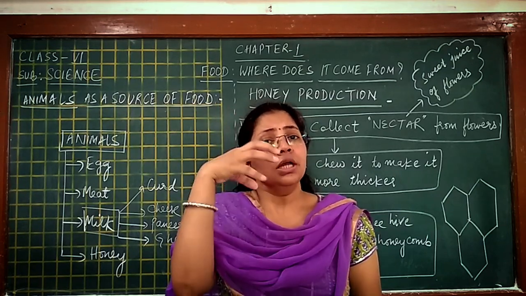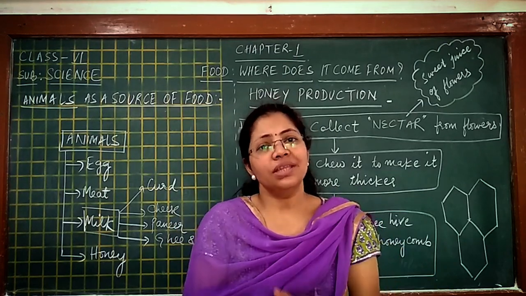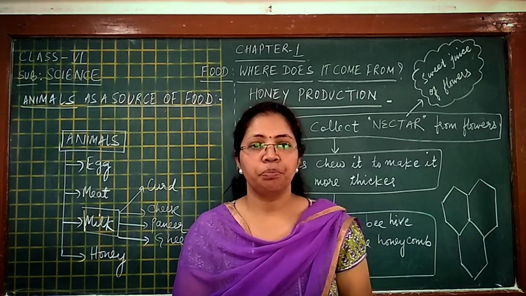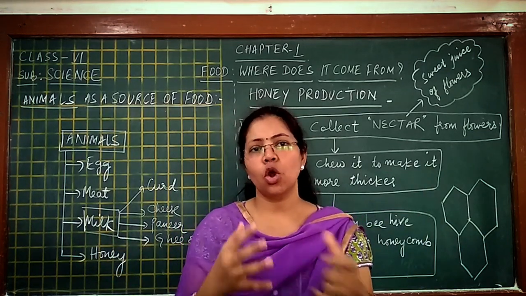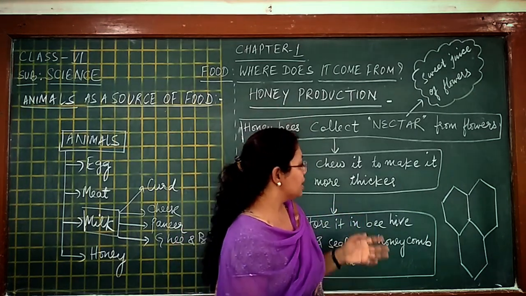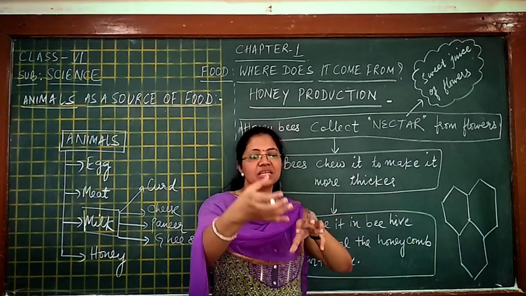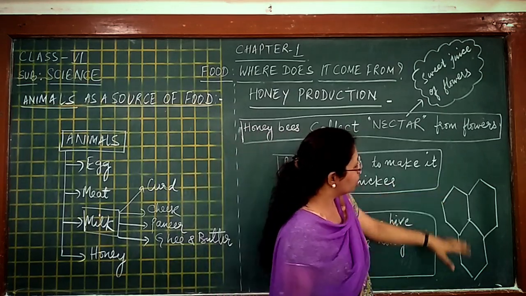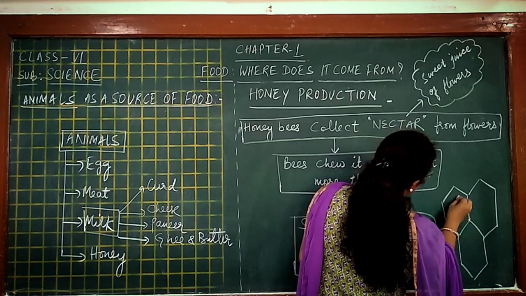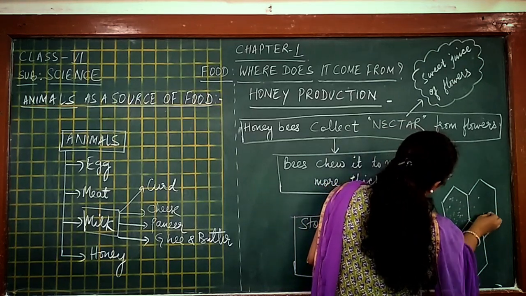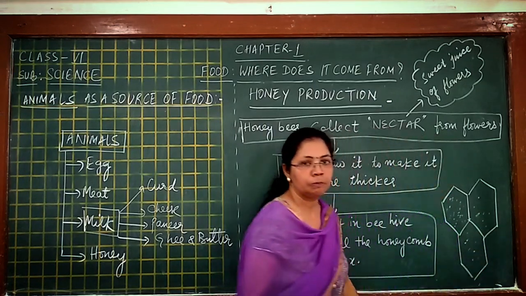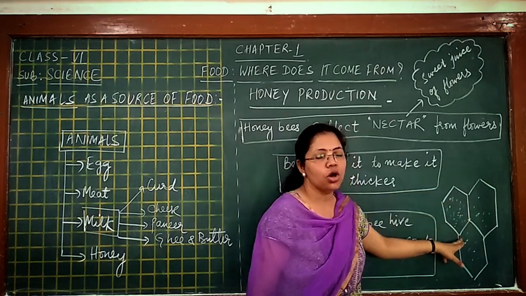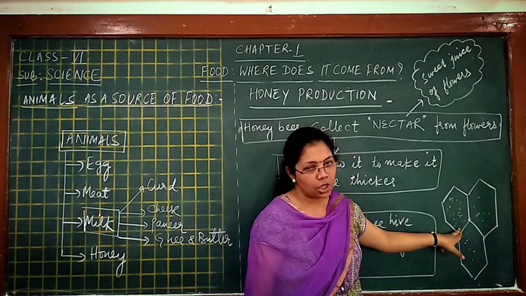Okay. So by chewing, what are these bees doing? They are reducing the amount of moisture present in the nectar. And after chewing for a longer period of time, when nectar has converted into a thicker liquid, meaning honey is ready, they store that honey in the combs of their beehive. I hope you all must have seen a beehive, and there you might have seen the chambers which are hexagonal in shape. So we call them bee combs.